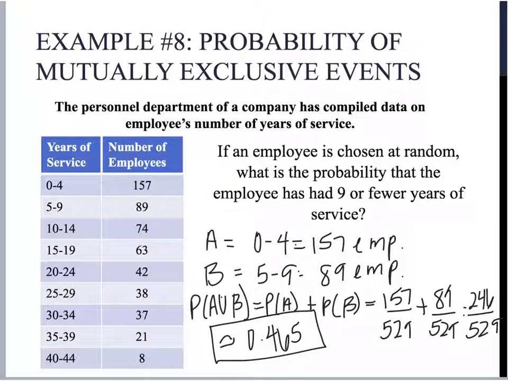And again, this is considered mutually exclusive because these two events are very clearly blocked off in their own segments. There is no overlap. And the last one with the cards, there was considered overlap because there are some cards that are hearts and that are face cards.